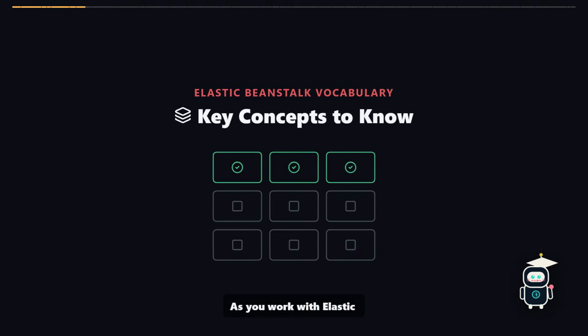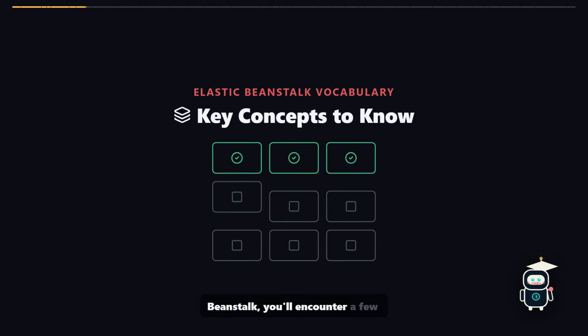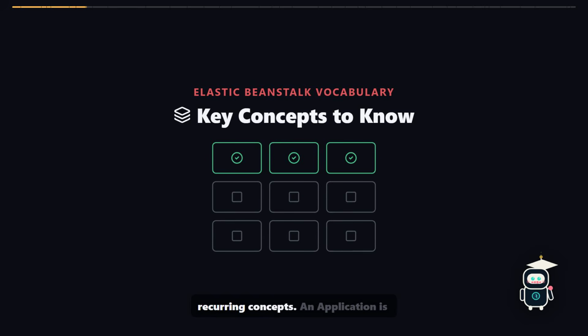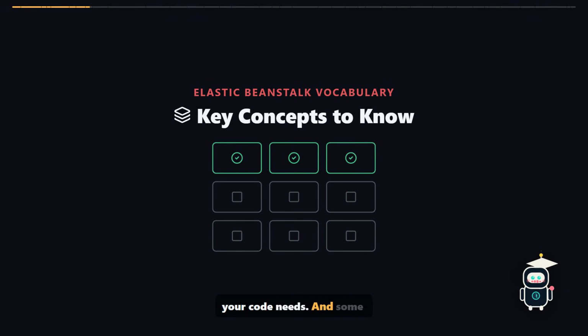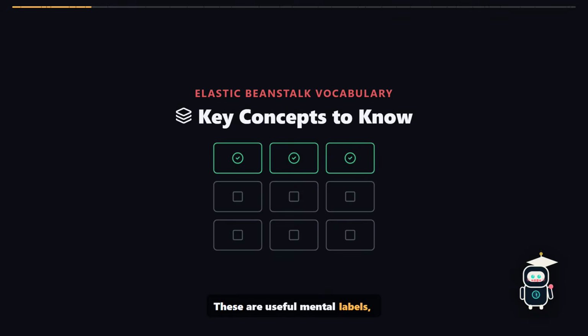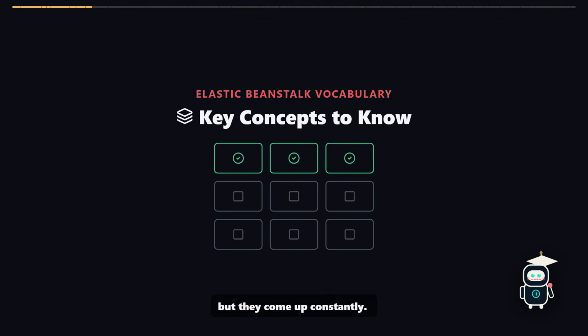As you work with Elastic Beanstalk, you'll encounter a few recurring concepts. An application is a logical home for your code versions. An environment is the actual running collection of AWS resources. A platform captures the language and server stack your code needs. And some environments include a tier choice for web versus background work. These are useful mental labels, not a rigid four-part model, but they come up constantly.